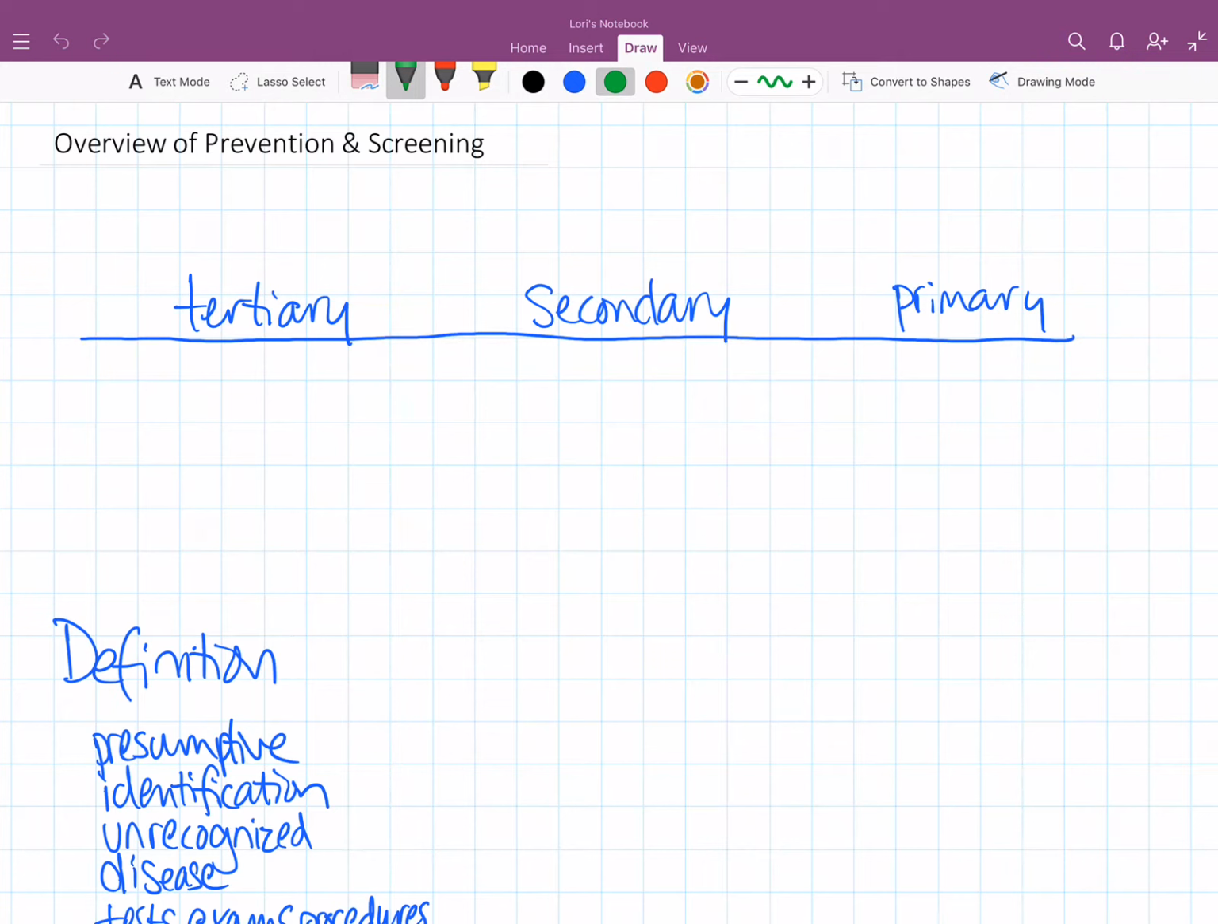Hello and welcome to this overview of screening and prevention. In this video, we will set the stage for the whole idea of screening. So I want to make sure that you have an idea of where this fits into the whole grand scheme of things.